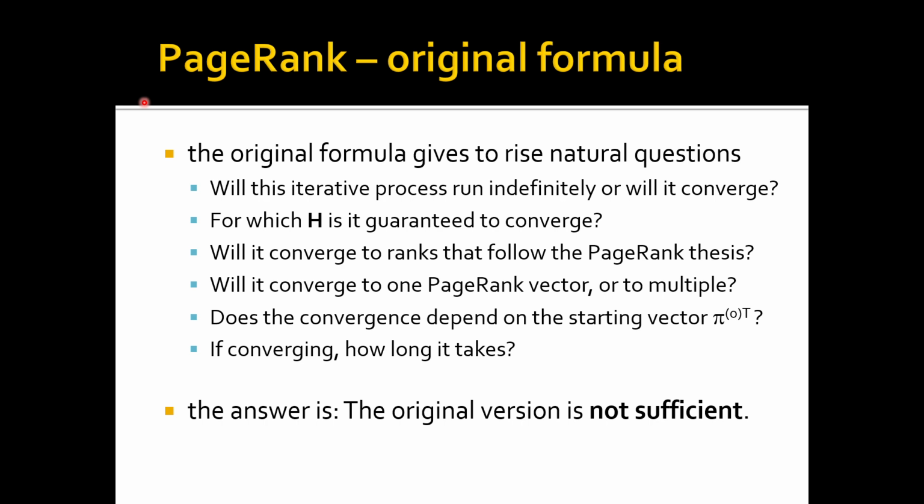First is, if this iterative process we just introduced is running indefinitely, or will it actually converge, if the PageRank scores will converge? First question. Second question, if it does converge, how should the matrix H look like to converge? So for which H is the PageRank computation guaranteed to converge?